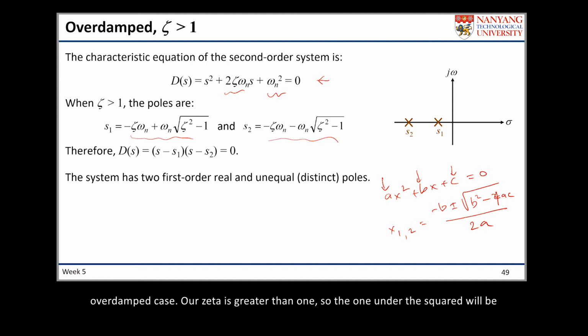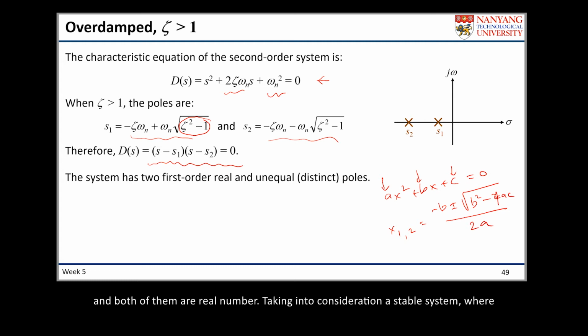Remember again, we have an overdamped case. Our zeta is greater than 1, so the term under the square root will be greater than 0, right? Zeta is greater than 1, so zeta squared is greater than 1, and zeta squared minus 1 is positive. So the square root of a positive number is not a problem; you have a real number. In this case, you have 2 poles, s1 and s2, both of which are real numbers. I can rewrite the characteristic equation into this form. So we have 2 poles, s1 and s2, and both of them are real numbers.